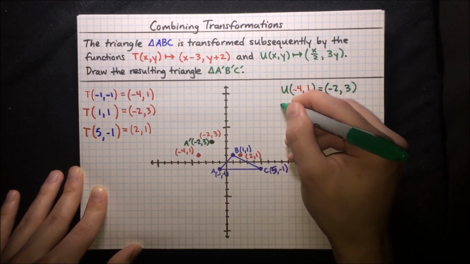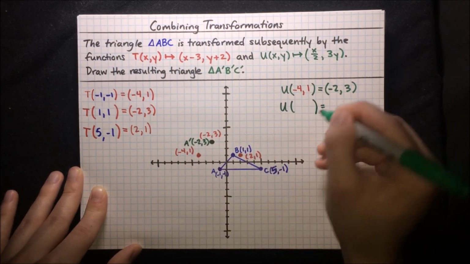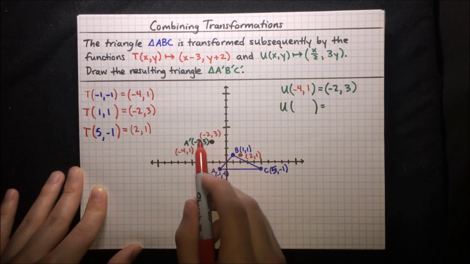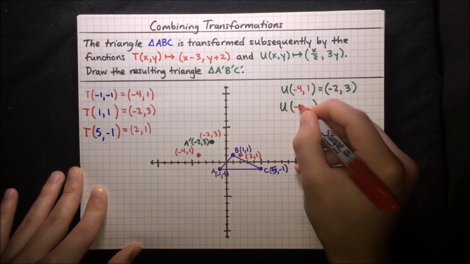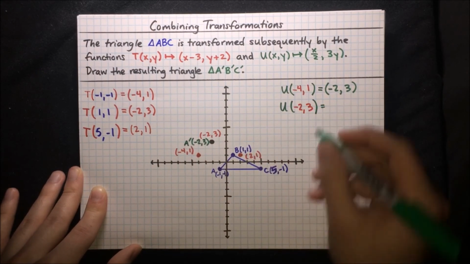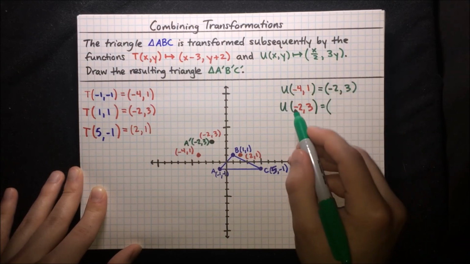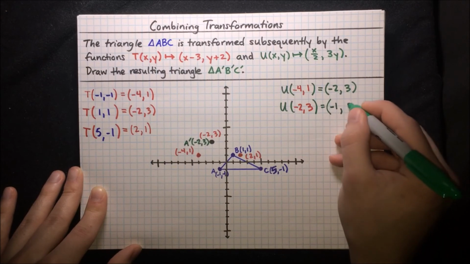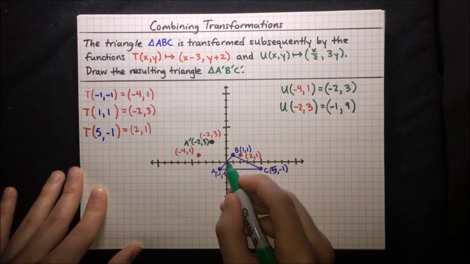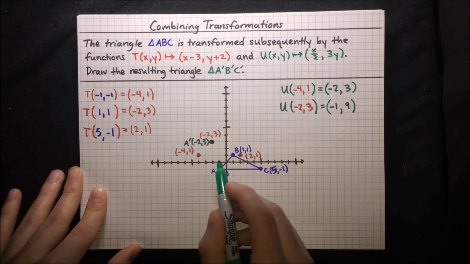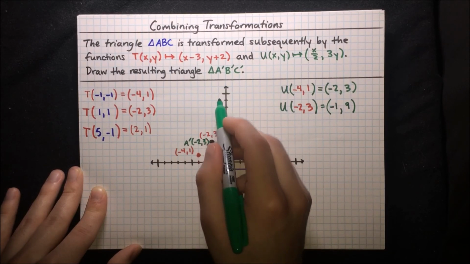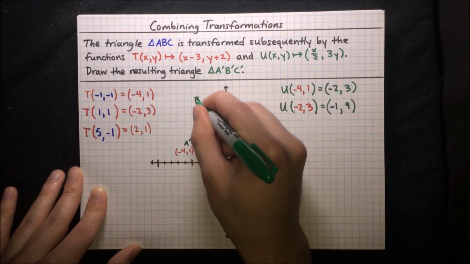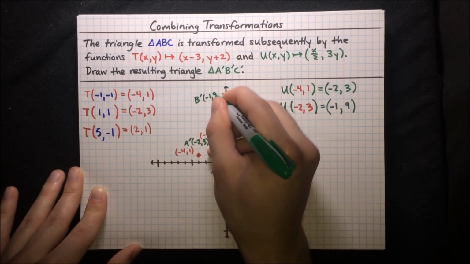Alright, so let's go ahead and apply u to the next point. The next point is the point that B was transformed into, which is negative 2, 3. u of negative 2, 3 is equal to x divided by 2, so negative 2 divided by 2, which is negative 1, and then 3y, so 3 times 3, which is 9. So negative 1, 9. So backwards negative 1, then up 5, that's 10, so this is 9. And that's the point B prime. So B prime, negative 1, 9.